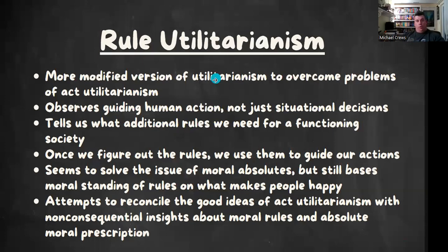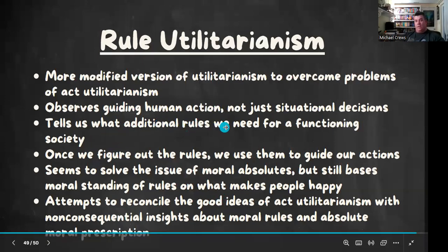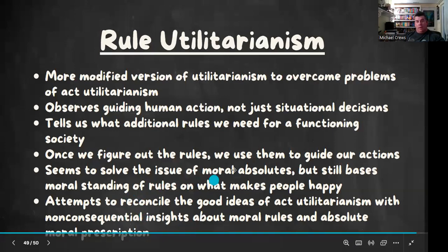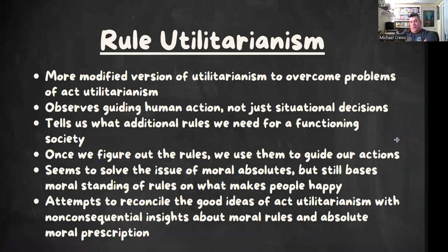So rule utilitarians, they kind of observe these guiding human actions. It's not just situational decisions. It tells us additional rules that we can follow in society. And once we figure out those rules, we can use them to guide our actions. It kind of solves some of the moral absolute issues, but still bases the moral standing of rules on what makes people happy. And it attempts to reconcile the good ideas of act utilitarianism with the non-consequential insights about moral rules and absolute moral prescription.